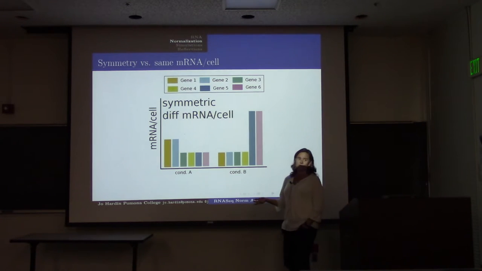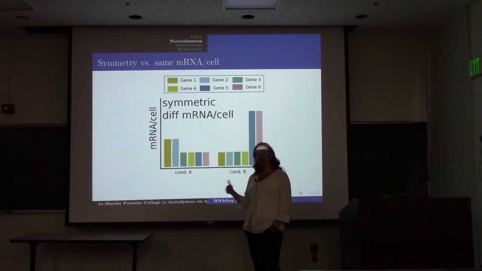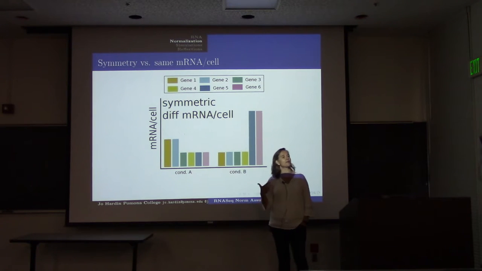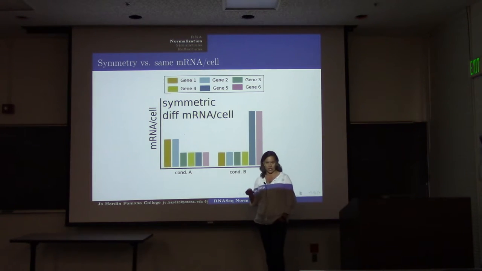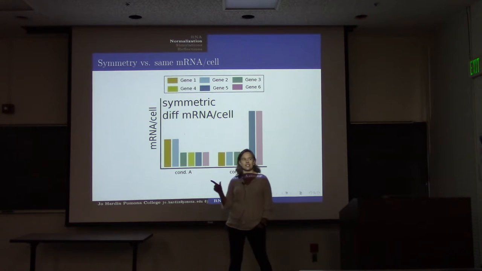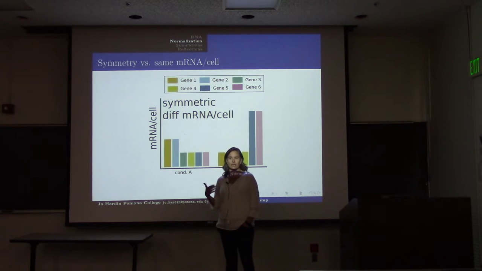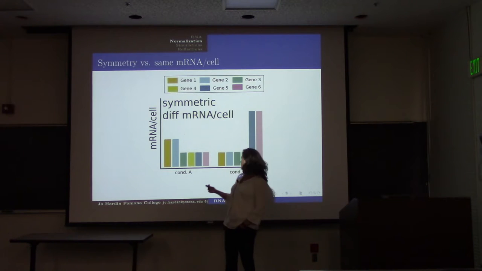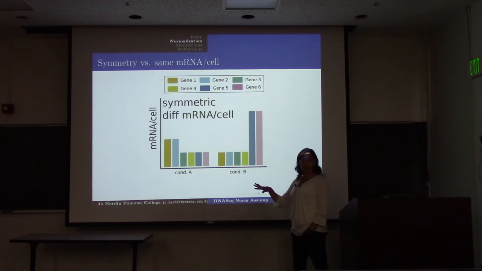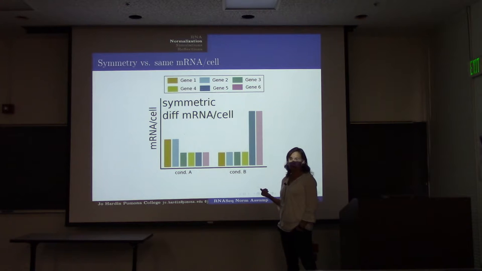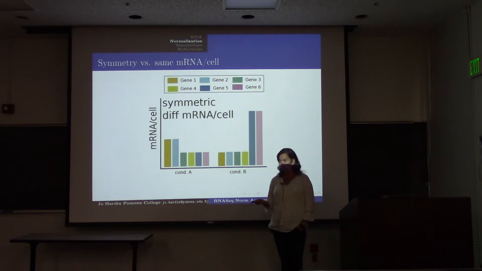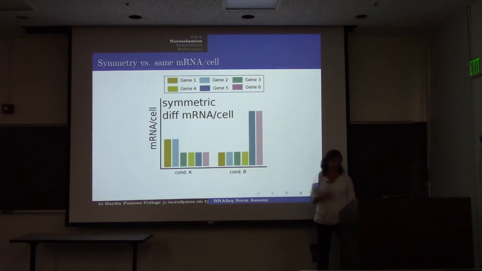Okay, so now we've got symmetry, because we have the same proportion of upregulated genes versus downregulated genes. But you see that in condition B, the upregulated genes, which are maybe the downregulated genes, are fourfold instead of twofold. Twofold upregulated, fourfold downregulated. So that's where we're going to run into that total count normalization from before, when we have this really different mRNA per cell across these conditions.